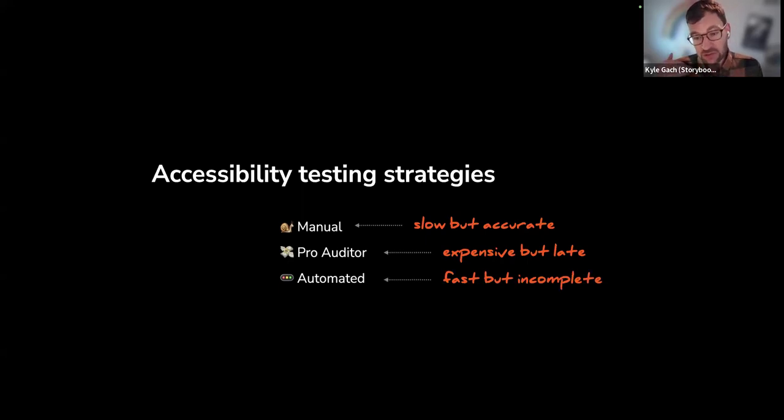We recommend you start here because it's fast. It provides a really quick feedback loop as you're testing and fixing, but it's incomplete. You still need the manual and the pro auditor in this. I just really want to make it clear that while we're going to focus on automated for most of the rest of this presentation, it is not the only thing that you need. It's just what we're able to best provide.